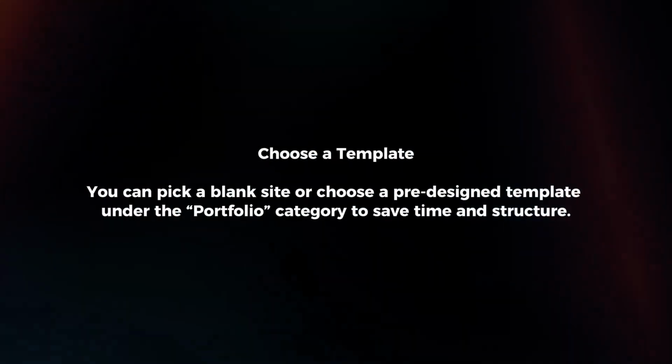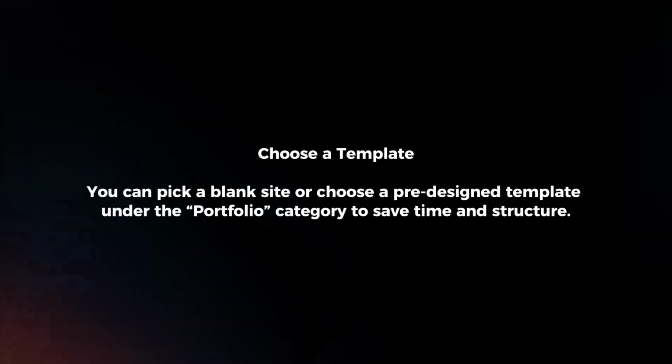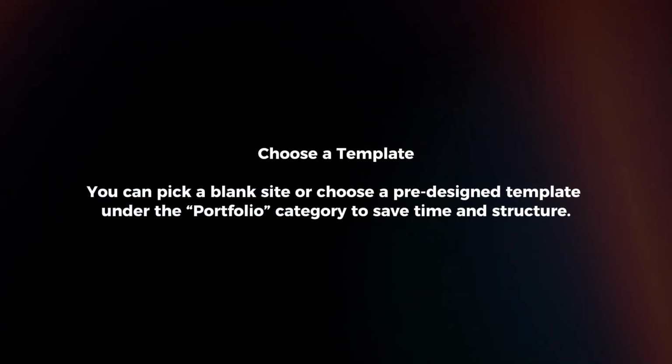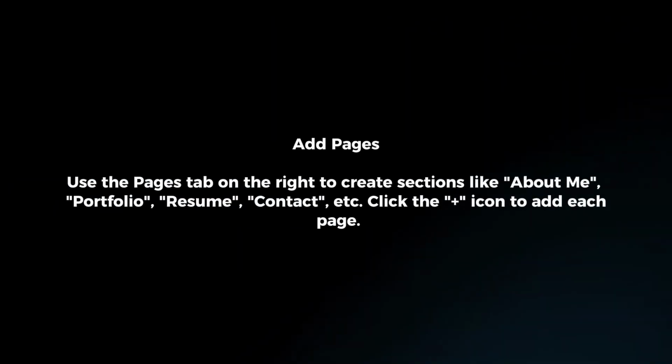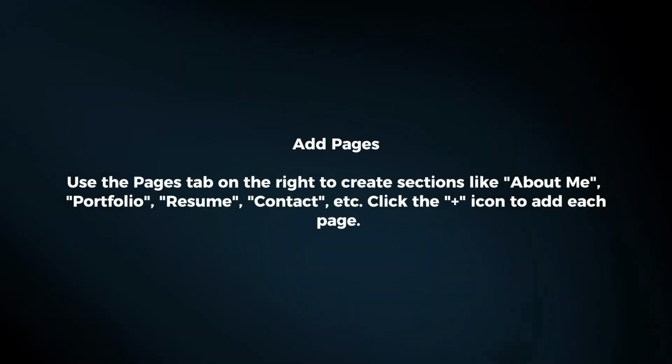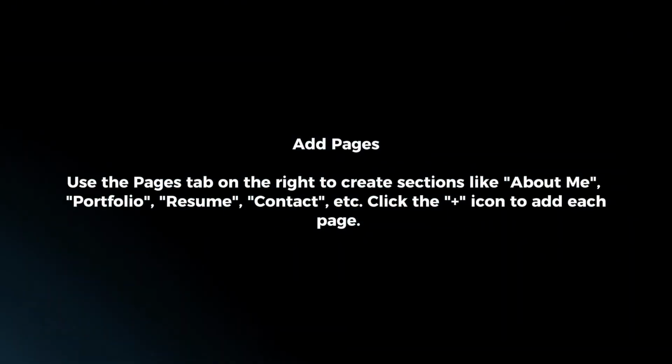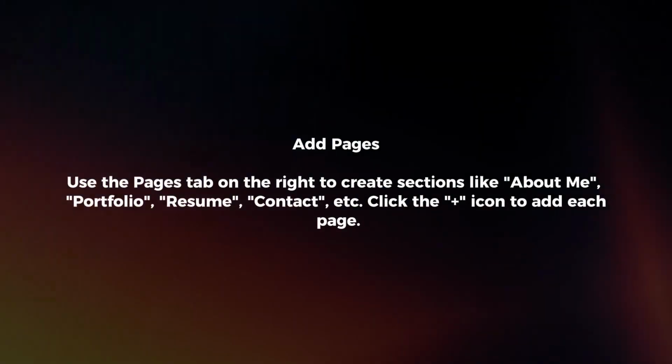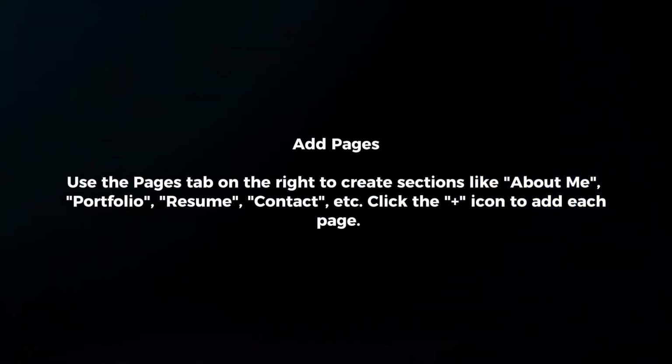Choose a template. You can pick a blank site or choose a pre-designed template under the portfolio category to save time and structure. Add pages. Use the Pages tab on the right to create sections like About Me, Portfolio, Resume, Contact, etc. Click the plus icon to add each page.